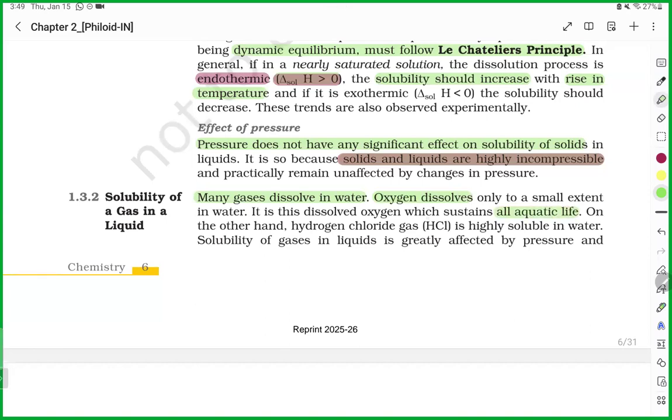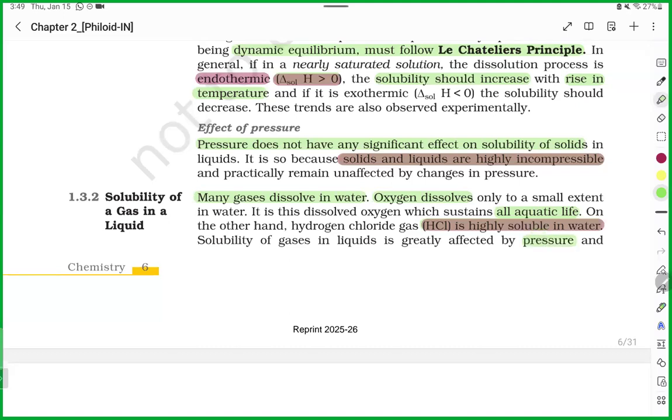Correct. HCl is highly soluble in water. Pratigya, why? Because of the ionic nature. H positive and Cl negative ions can be easily dissolved. Correct? Ionic compounds can be easily dissolved in water. Like NaCl is an ionic compound. That's why it is dissolved.